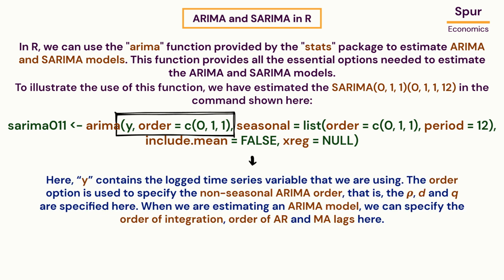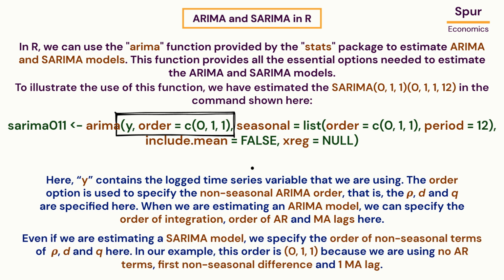Here, Y contains the logged time series variable that we are using. The order option is used to specify the non-seasonal ARIMA order, that is, the p, d and q are specified here. When we are estimating an ARIMA model, we can specify the order of integration, order of AR and MA lags here. Even if we are estimating a SARIMA model, we specify the order of non-seasonal terms of p, d and q here.